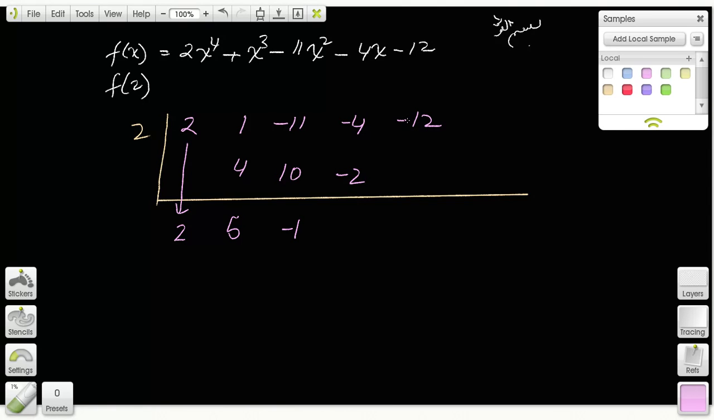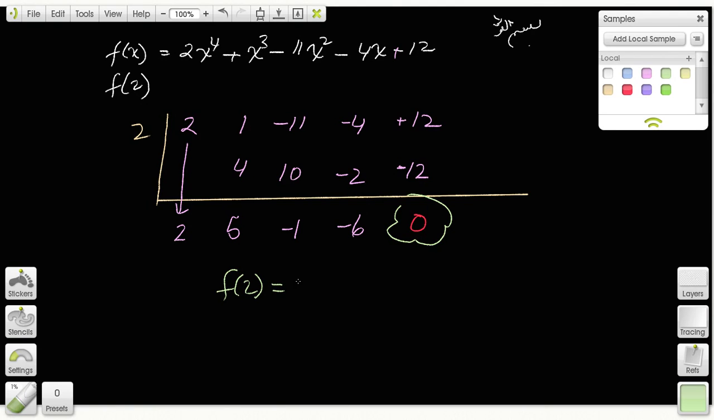This is positive 12. So 4 makes negative 6. 2 times negative 6 is negative 12. And positive 12 minus negative 12 is 0. So here we get the answer. That means f of 2 is equal to 0, or the point 2, 0 is on the function.